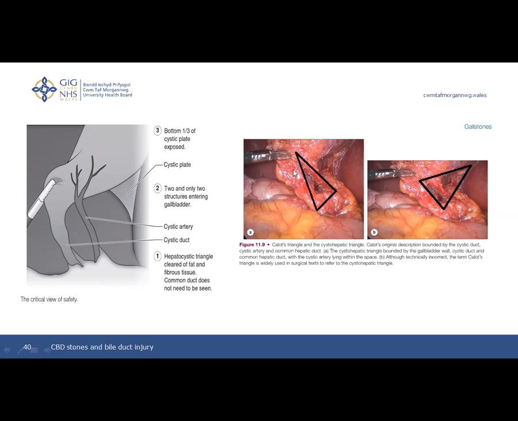And Calot's triangle is nothing but formed by the common hepatic duct medially on the left, inferiorly the cystic duct, and superiorly the lower surface of the liver, and it contains the cystic artery.